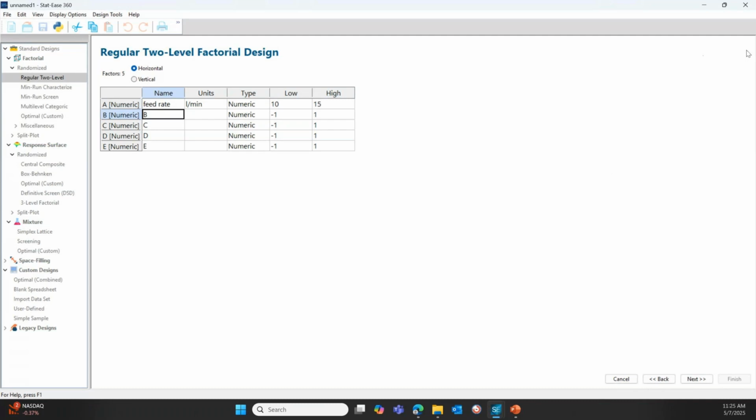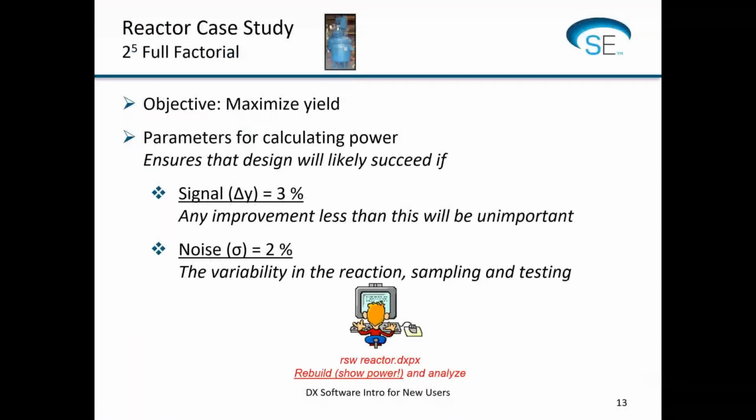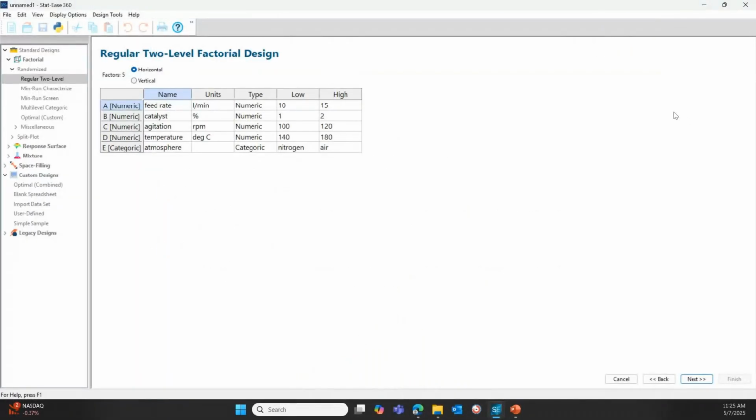But what I'm going to do is jump to one that I've already started. So let's go do that. I'll find the right one here quickly. There we go. So I have the feed rate, the catalyst, the agitation, etc., and everything is in at their low and high levels. What we're going to do is just explore the corners of the design space, nothing on the interior. The last one is a categoric one. There's a drop-down menu here, and I can pick numeric or categoric. That one is just going to be nitrogen versus air. It's not a numeric value. It's either nitrogen or it's air.